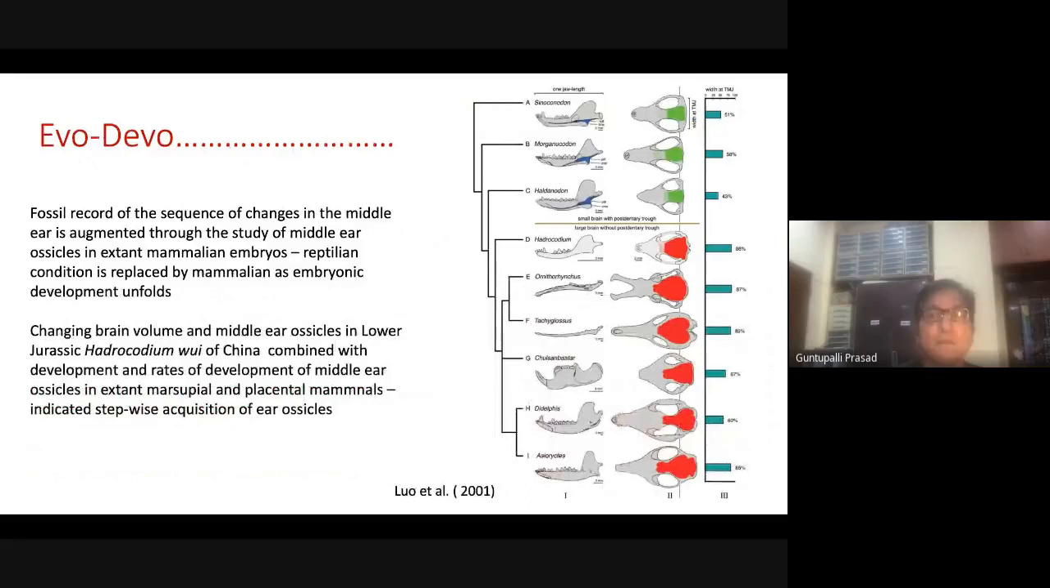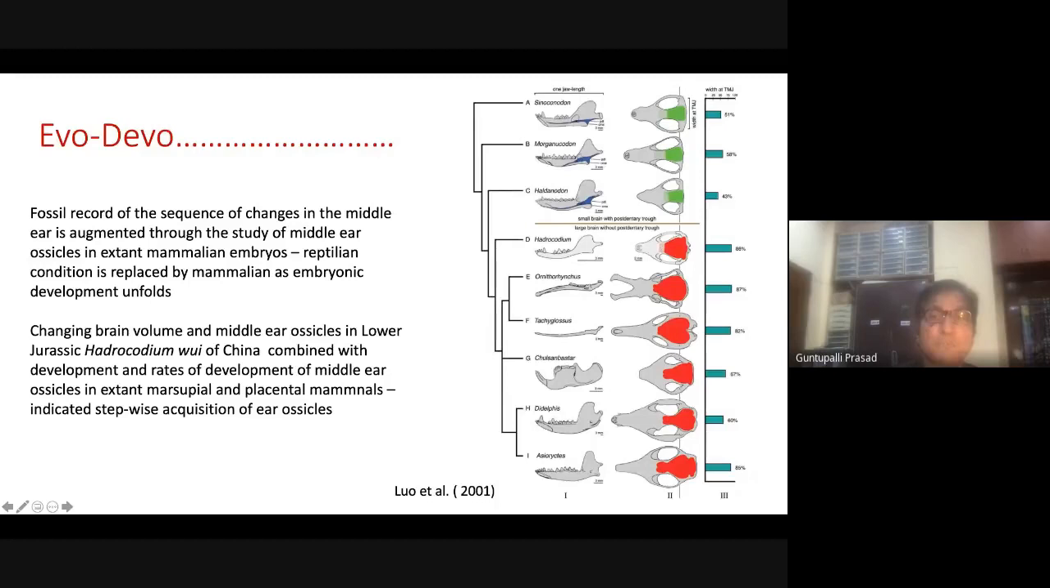Then, in some excellently preserved mammal skeletons that have recently been found in China, we have been able to see how these changes, the ear ossicles, are correlated with the brain capacity, the size of the endocranial cavity.